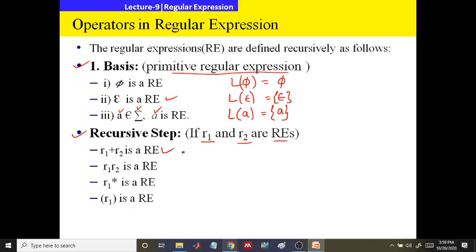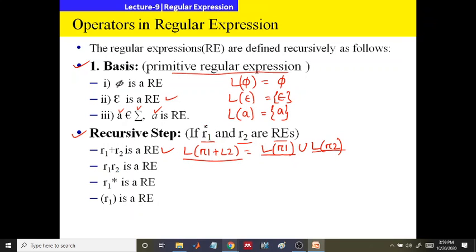So now here you see the language accepted by R1 plus R2 is nothing but the union of languages accepted by R1 union language accepted by R2. So all the strings that are either present in R1 or present in R2 or in both will be present in L of R1 plus R2. L represents the language, right?